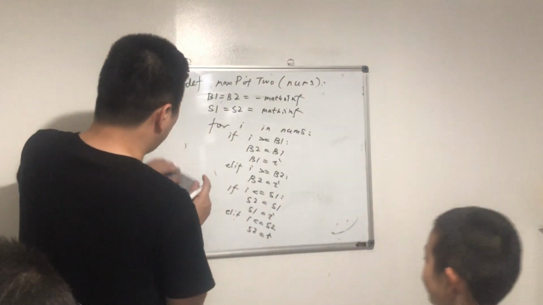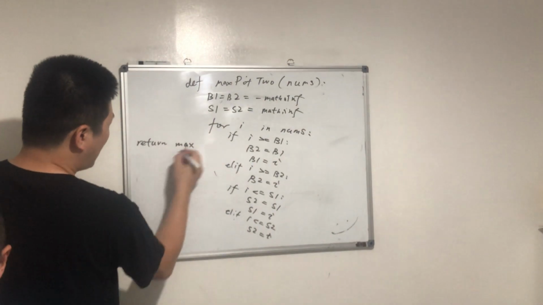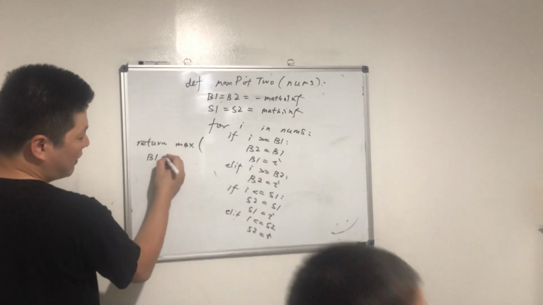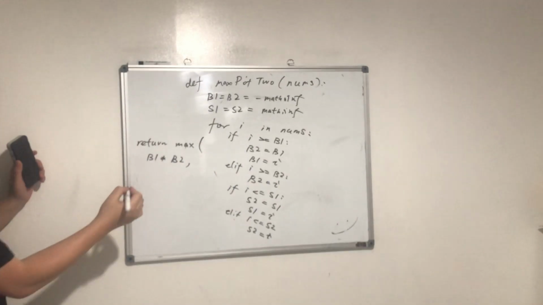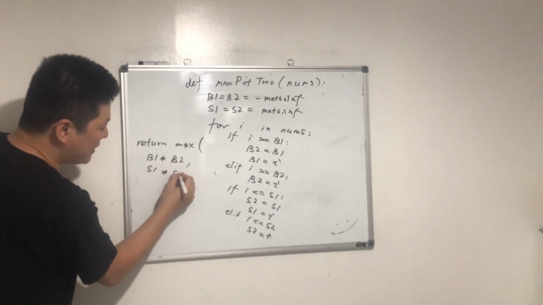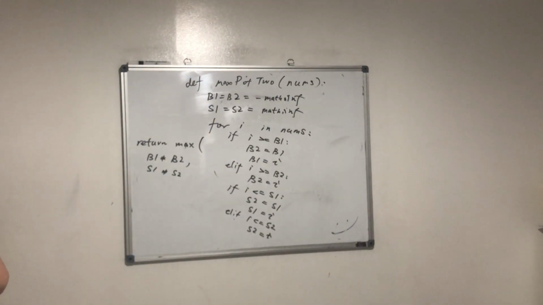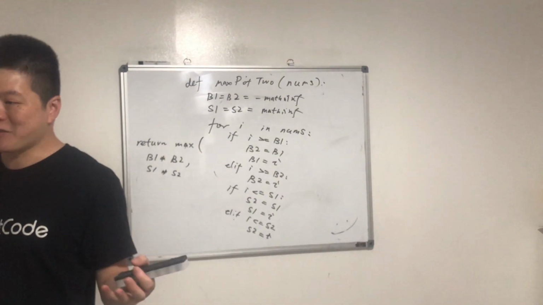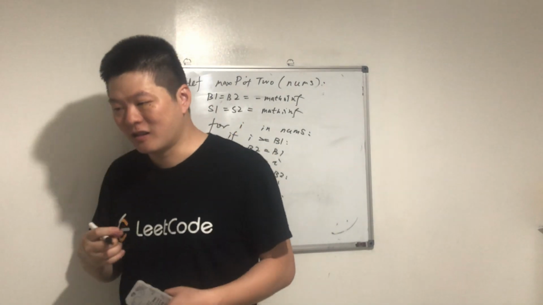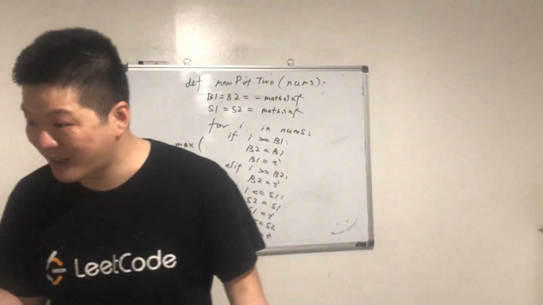And what should we return? Return the max of B1 times B2 and S1 times S2, because we want to find the product of the largest two numbers or the smallest two. Can you tell me why we need the product of the smallest two numbers? It's an easy question. Because the smallest might be negative, and a double negative makes a positive. Minus 100 times minus 200 may be bigger than 5 times 6. Easy as that.